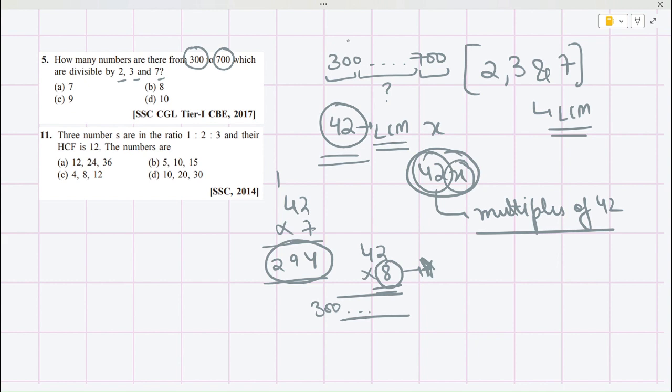So we are starting from 8 because we need the numbers after 300 which are multiples of 42, because all the multiples of 42 will also be divisible by these numbers, that is 2, 3 and 7. Now we need them up till 700. So as we can see, when we multiplied 42 by 8, we reached 300. When we multiply it approximately 16 times, then we might reach up to 600 or perhaps a bit more than that. So we'll just check now.